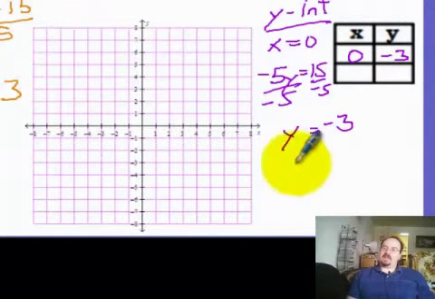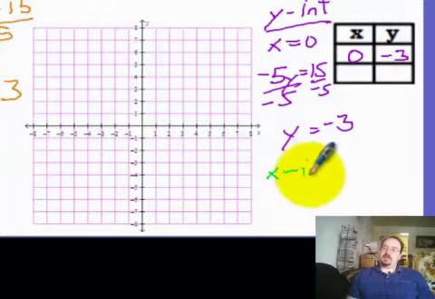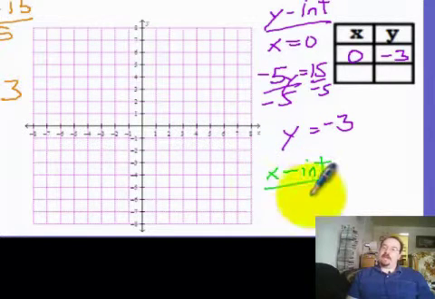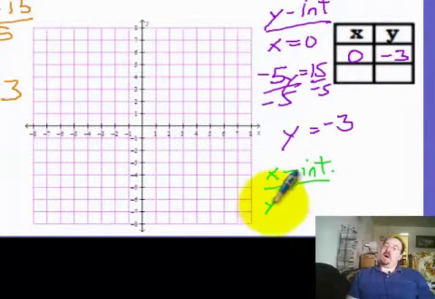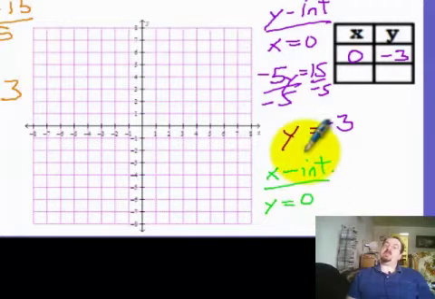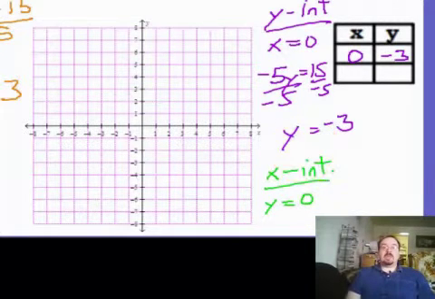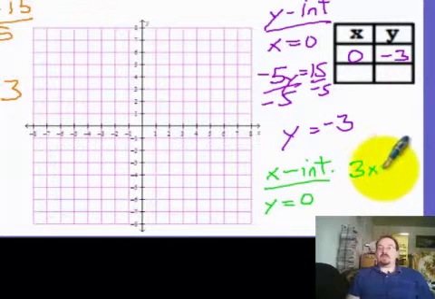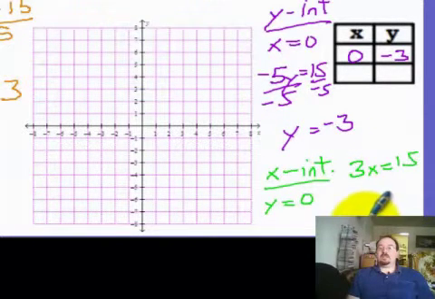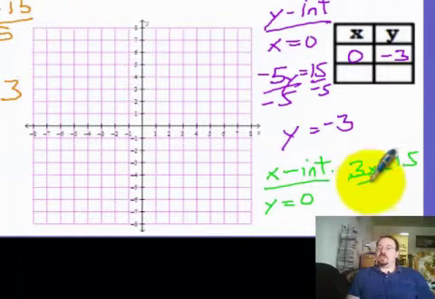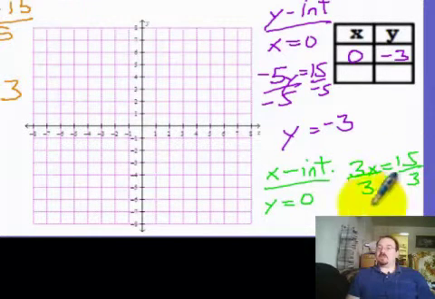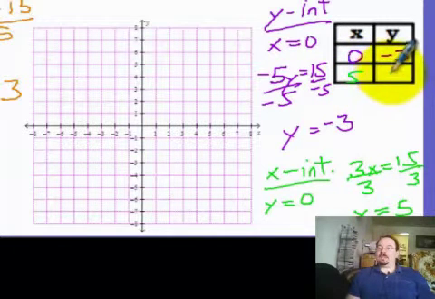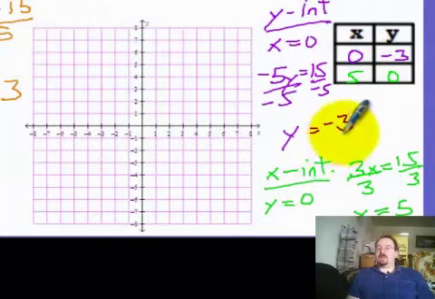Now I'm going to find the x-intercept. It doesn't matter which one you find first. So if I want to find the x-intercept, I make y 0. At the x-intercept, the y-coordinate is 0. So that means the negative 5y goes away. I get 3x equals 15. Very simple equation. It's a one-step equation. Divide both sides by 3. Get x equals 5. So the point 5, 0 is also on my graph.